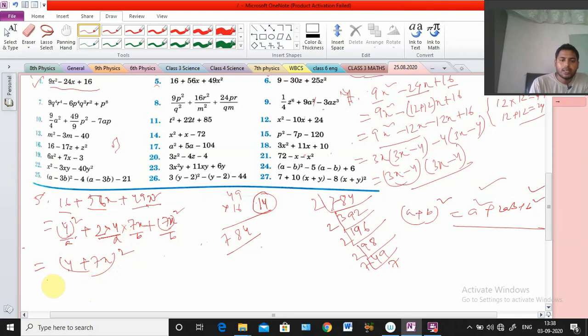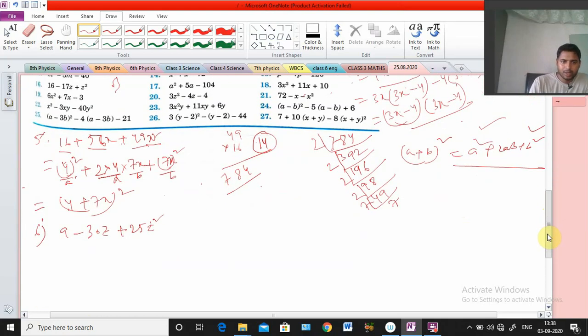Okay, next, question number 6. Question number 6, write the question at first. 9 minus 30z plus 25z square. Okay, clear? So what to do, sir? Here 9 minus 30z plus 25z square.